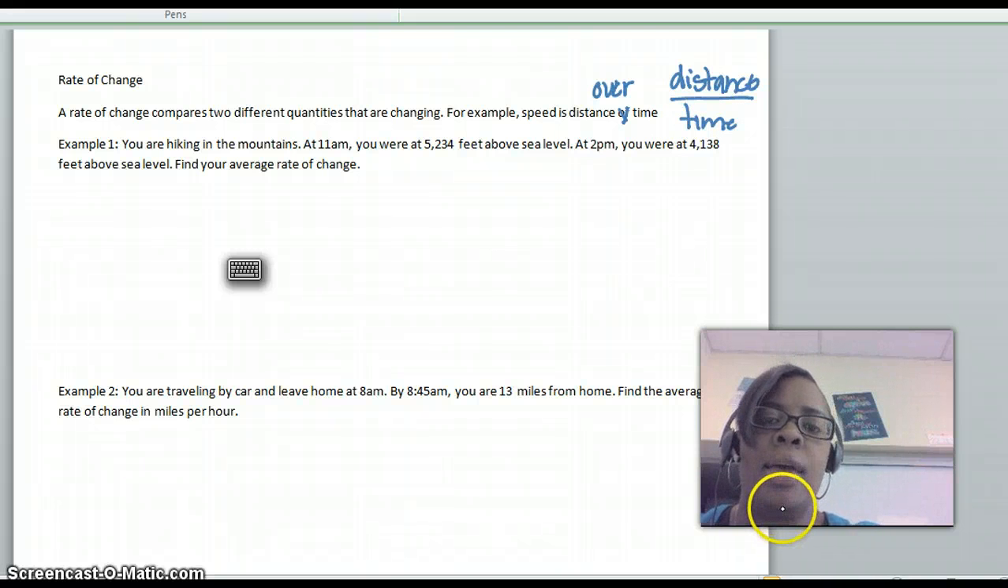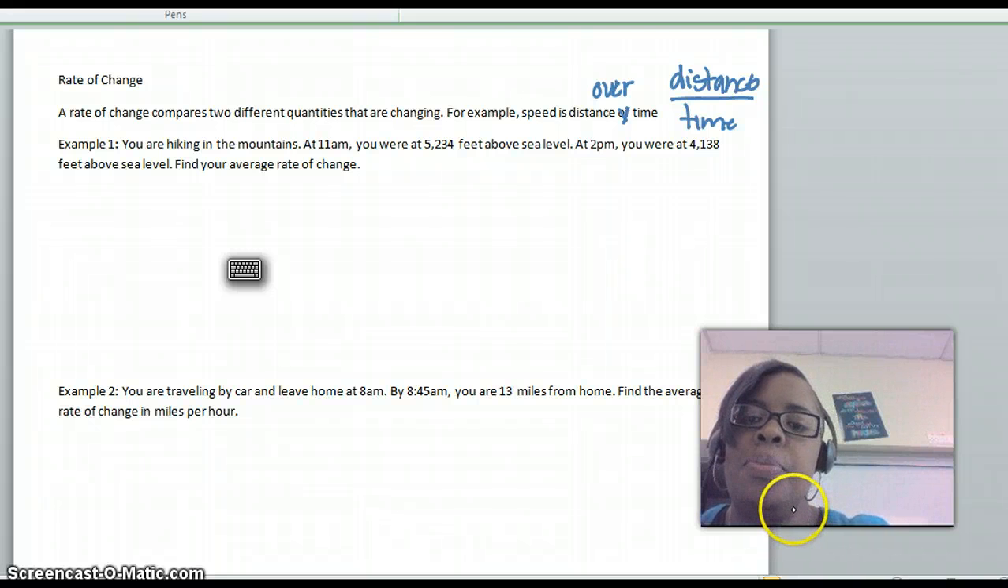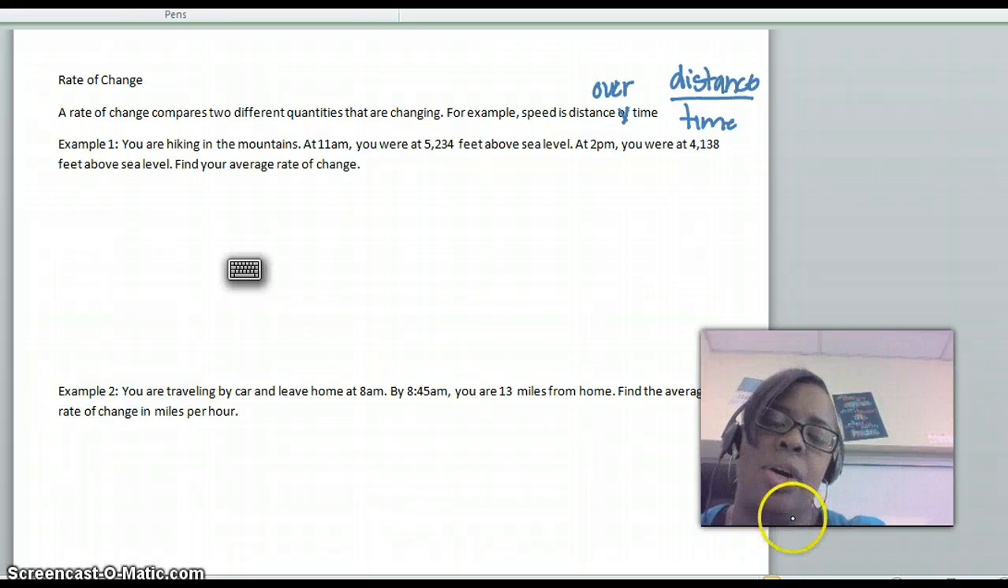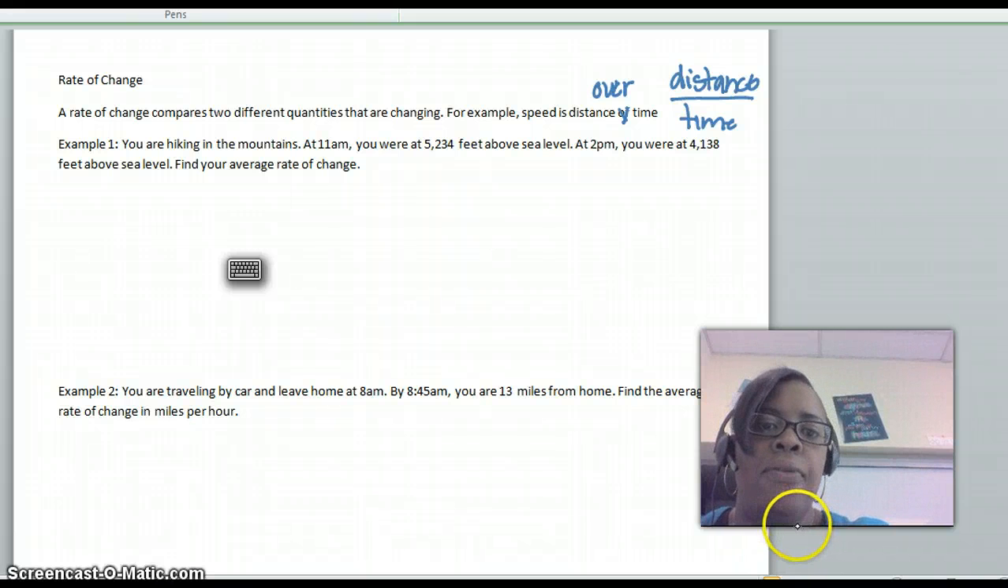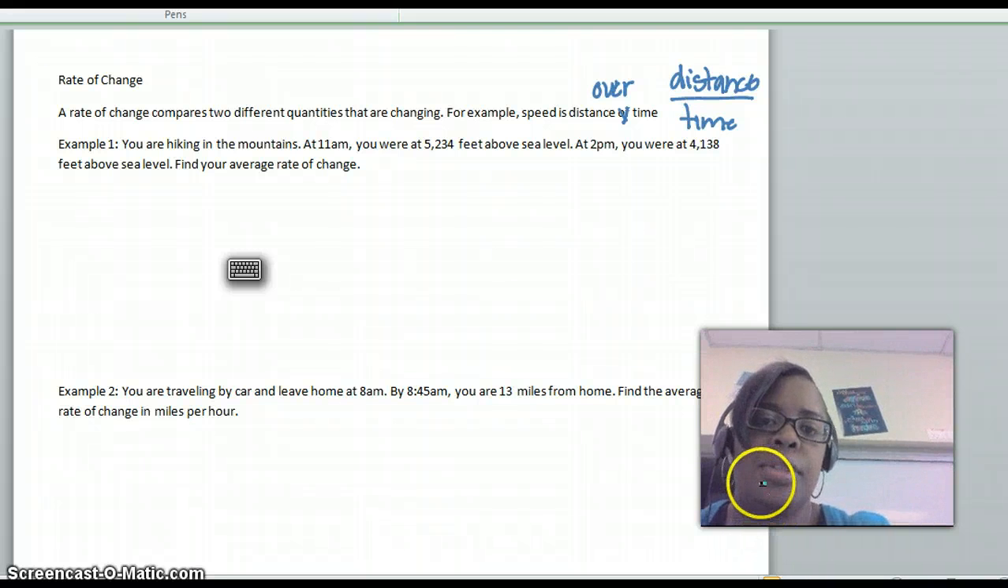So, example 1, you were hiking in the mountains. At 11 a.m., you were at 5,234 feet above sea level. And then at 2 p.m., you were 4,138 feet above sea level. So you're going down, it looks like. Find your average rate of change.